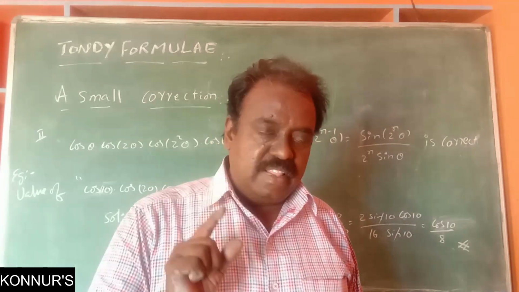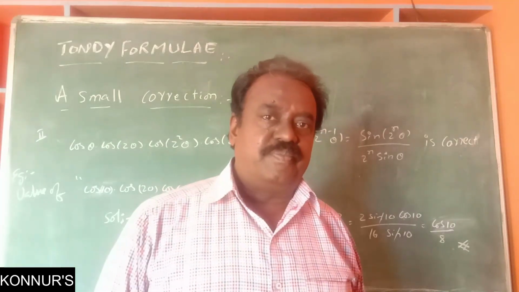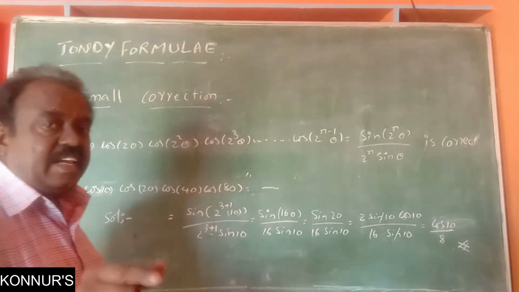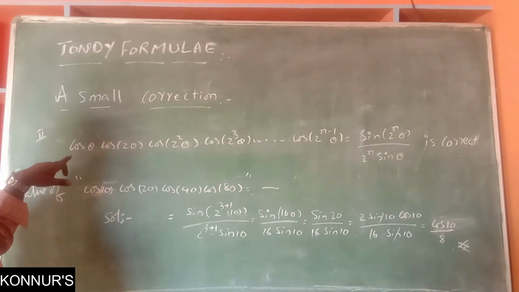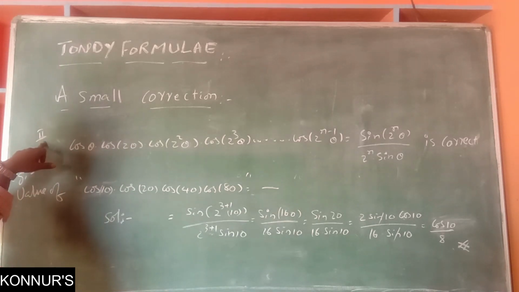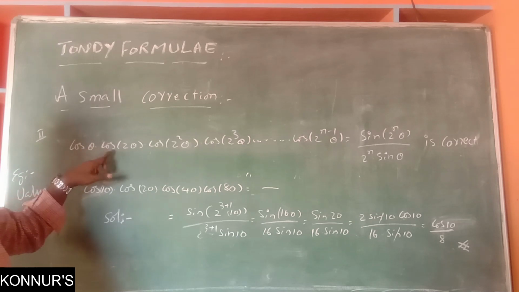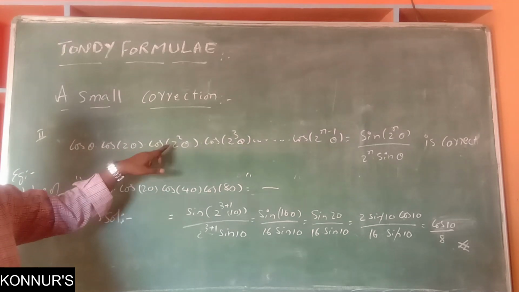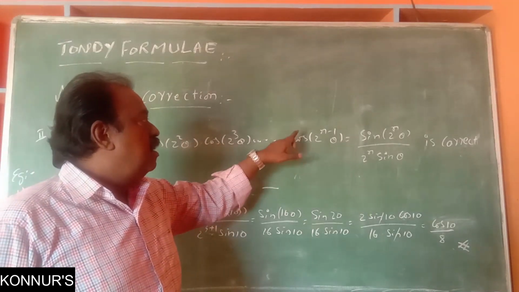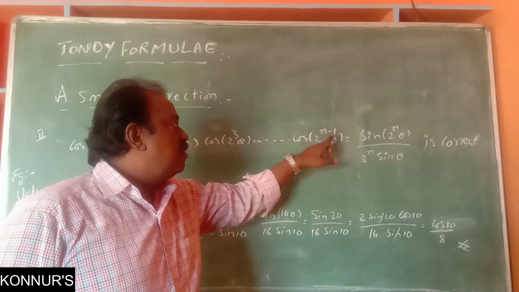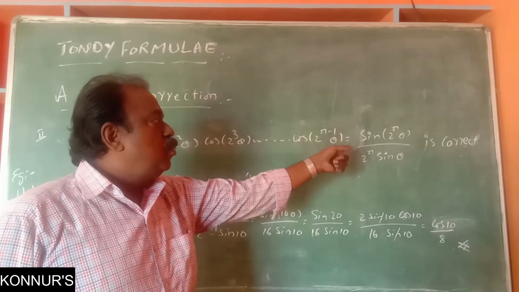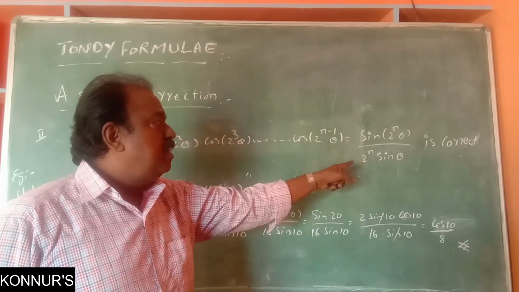Okay, now in that one a small correction is there. Now I'll continue that one. You see that correction is that 20 formula. First is okay. The second one: cos theta, cos of 2 theta, cos of 2 square theta, cos of 2 cube theta, dash, cos of 2 power n minus 1 theta, is equal to sin 2 power n theta by 2 power n sin theta.